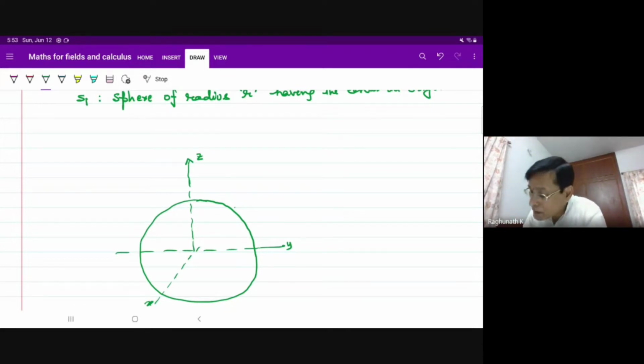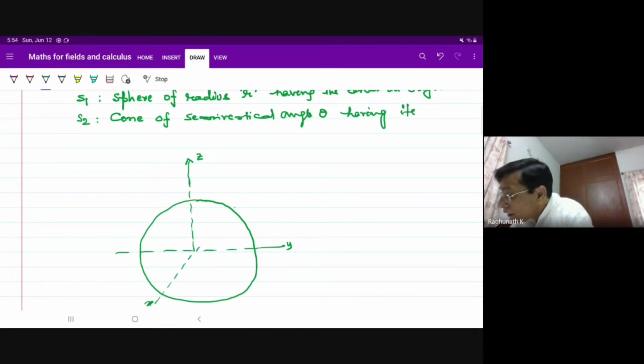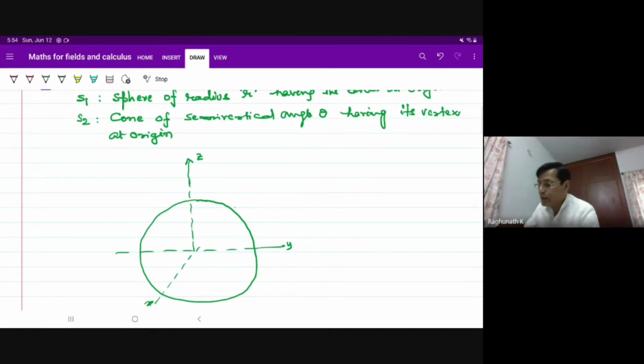Number 1. Surface 2 is cone of semi-vertical angle theta, having its vertex at origin and z-axis as its axis.